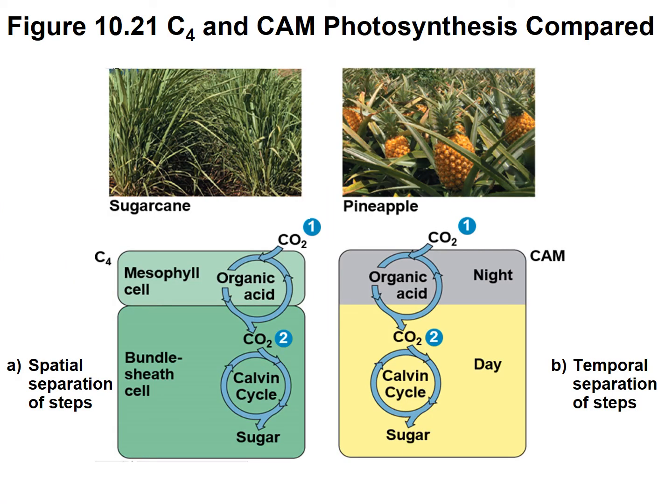Figure 10.21 is a good comparison slide to help you understand the differences between C4 and CAM plants, the two alternative pathways we talked about. In C4 plants, it separates carbon fixation and the Calvin cycle spatially. Carbon fixation occurs in the mesophyll cells, and then the Calvin cycle occurs in bundle sheath cells. CAM plants separate the processes temporally, or by the time of day. So at nighttime is when carbon dioxide first enters and is fixed, and during the daytime is when the Calvin cycle occurs.